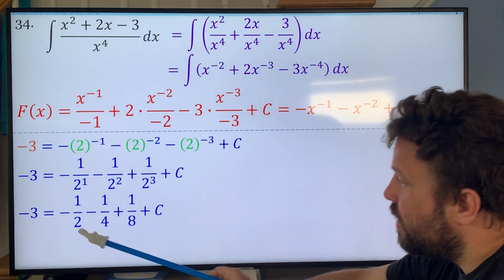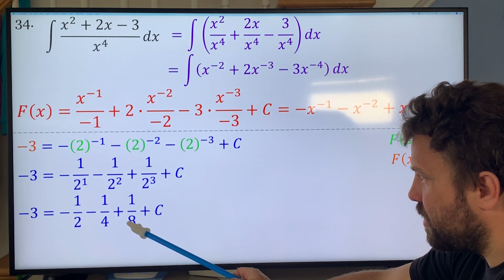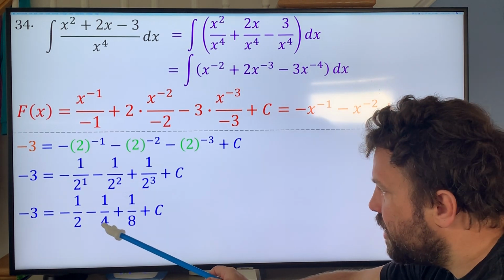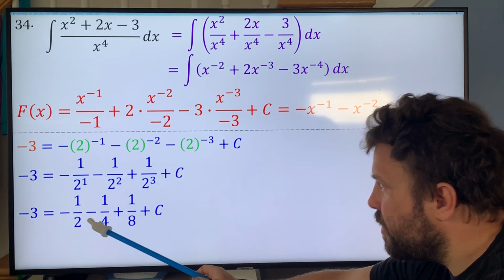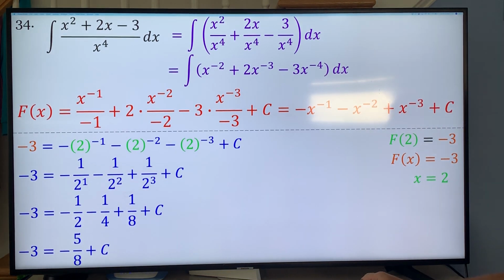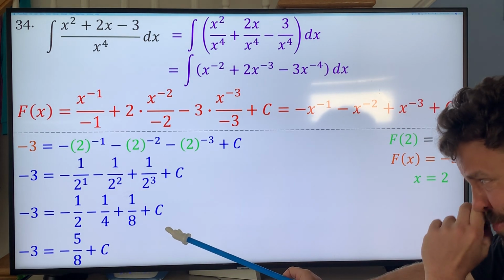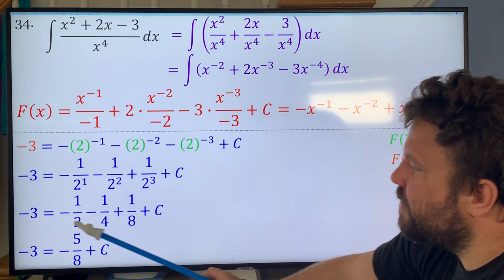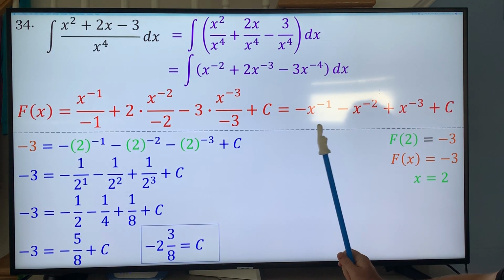All right. Negative 1/2 minus 1/4 plus 1/8. Okay. In case you forgot how to do this, if you want to do this just in your head, this becomes 2 over 8. This becomes 4 over 8. Negative 4 minus 2 is negative 6 over 8. Plus 1 over 8 is negative 5 over 8. Because you have to get a common denominator when you add fractions. Negative 3 plus negative 5 over 8 is negative 2 and 3/8, as you see.